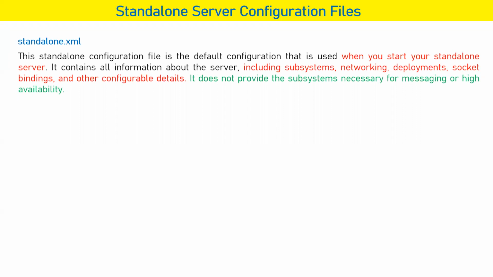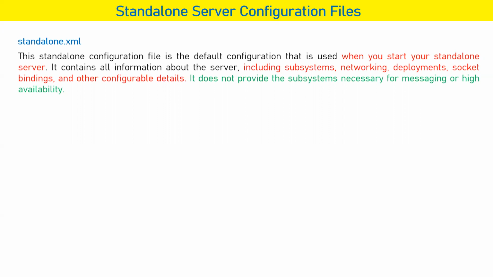Okay, so whenever you start your standalone server, it reads this configuration file for all of the configurations, and it will include all of the subsystems, that means all of the functionalities or profiles that you have enabled for your JBoss instance. Apart from that, you need a lot of networking components, deployment, socket bindings. Okay, that means different kinds of sockets or different kinds of ports used by your JBoss instance, and then you have a lot of other configurations. Everything will be there in a single file that is called the standalone.xml file.